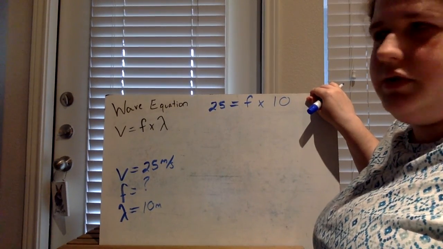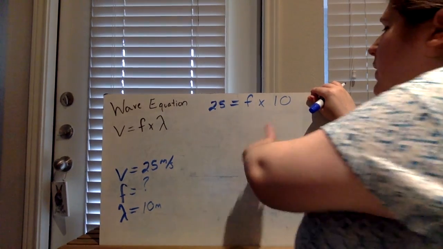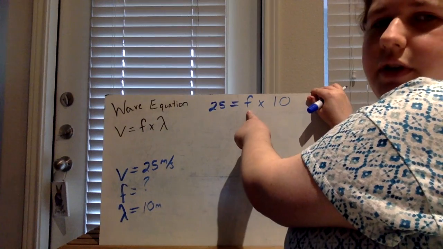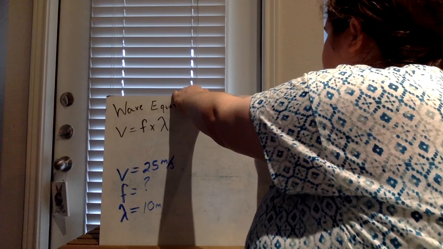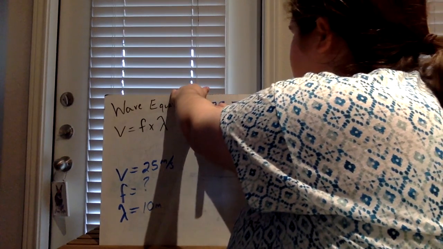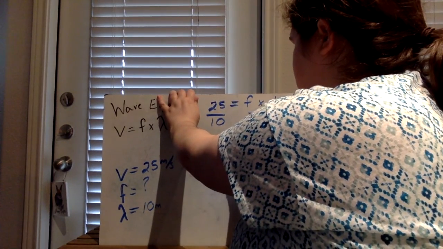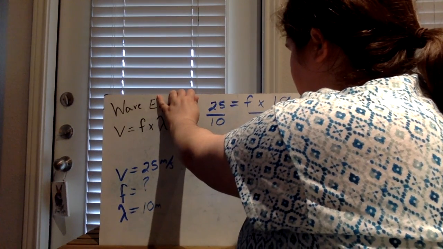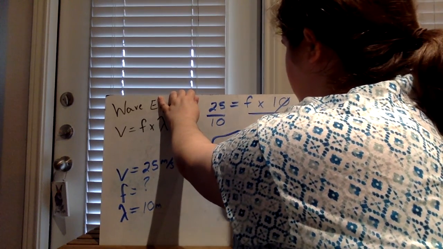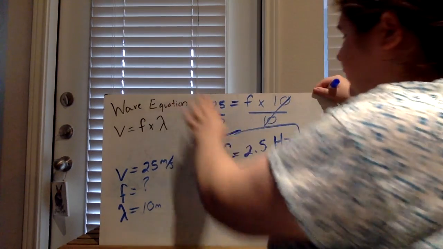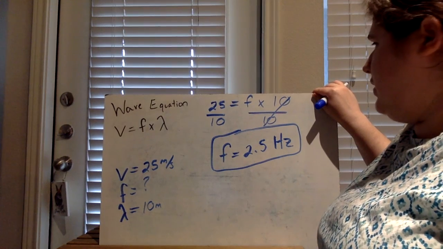Again, it's not as simple as just multiplying. In this case, we have to get rid of that 10 to get F by itself. So let's divide both sides by 10 to get rid of that. Okay, so the frequency is going to be equal to 2.5 hertz, because hertz is my unit of frequency.